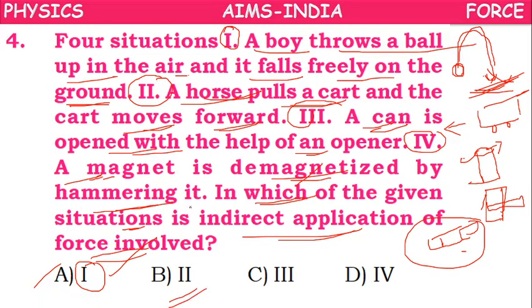Second case, horse pulling the cart, physical touch is involved. Third case, opening a lid of bottle, physical contact is there. Fourth case, hammering, touching with hammer, physical contact involved. Only in one case, physical contact is not involved, physical interaction is not involved. So it is an indirect application of force.